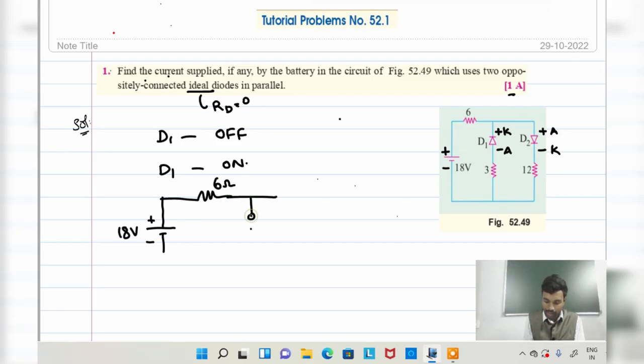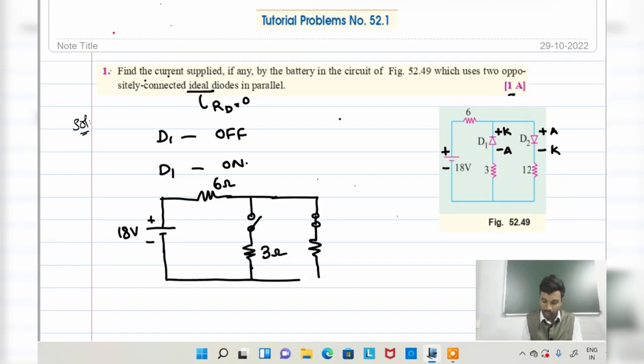Diode D1 is in the off state, that is an open circuit. So once it is an open circuit, there is no current flow into this branch. The 3 ohm resistance does not affect the circuit. Now here this diode acts as a closed switch. It is an open switch, it is a closed switch. What is the resistance present here? 12 ohms.